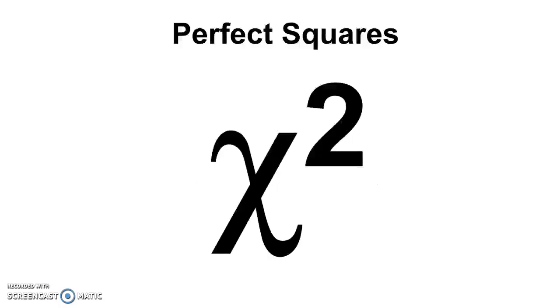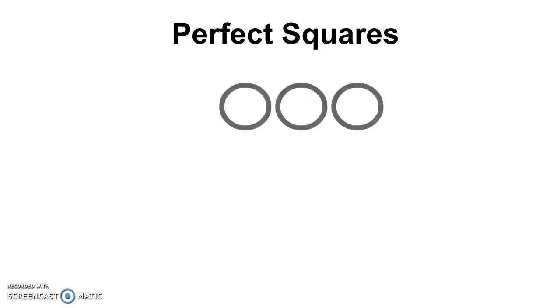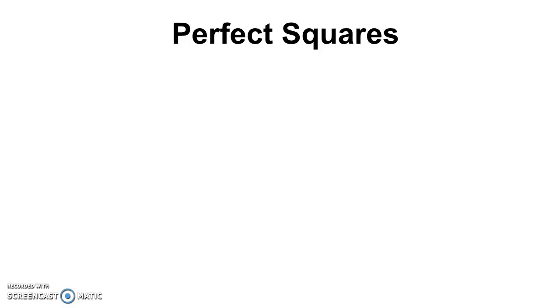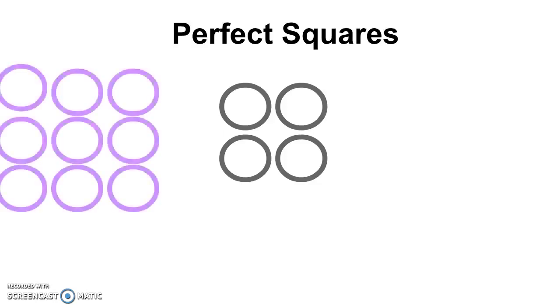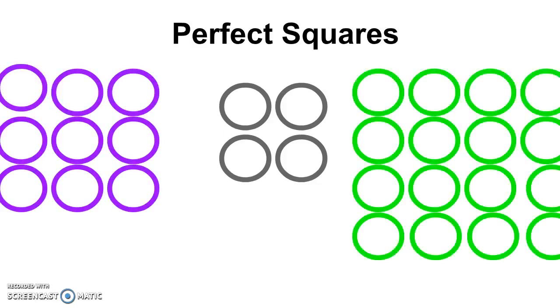A perfect square is the product of a number multiplied by itself. If you take a perfect square, you can arrange it into a square. So if you had 4 circles, you could arrange them into a perfect square. You could do the same with 9, 16, and so on.